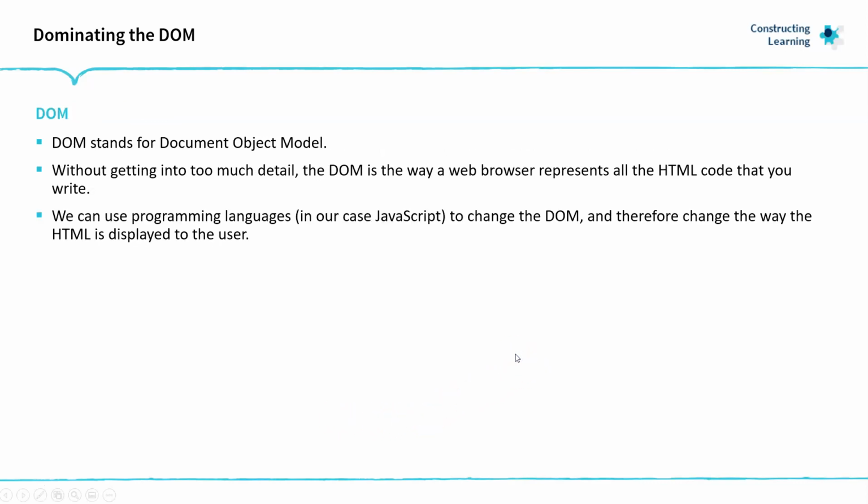And so a bit about the DOM. The DOM stands for the Document Object Model. Without going into too much detail, the DOM is the way a web browser represents all the HTML code that you write. We can use programming languages, in our case JavaScript, to change the DOM and therefore change the way the HTML is displayed to the user.